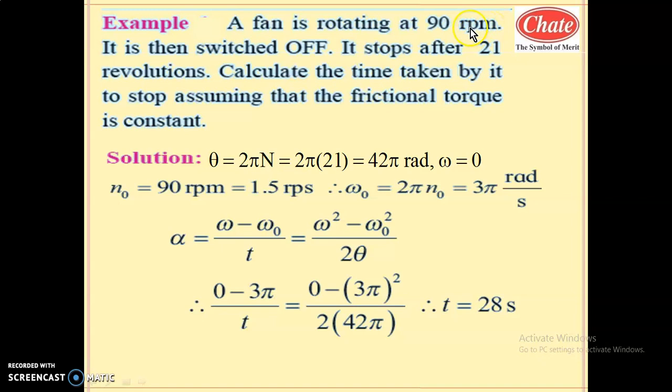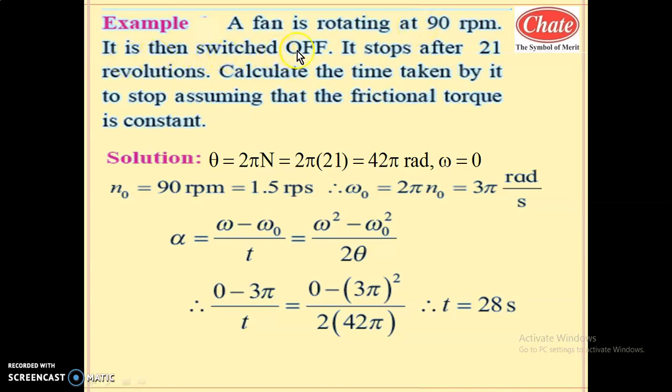RPS is the SI unit; rpm is revolutions per minute and rps is revolutions per second. So divide this value by 60, because 1 minute equals 60 seconds. That will give you revolutions per second in the SI system. So we are substituting 1 minute equal to 60 seconds. It is then switched off. So this is the initial angular velocity, initial frequency, that is n naught.